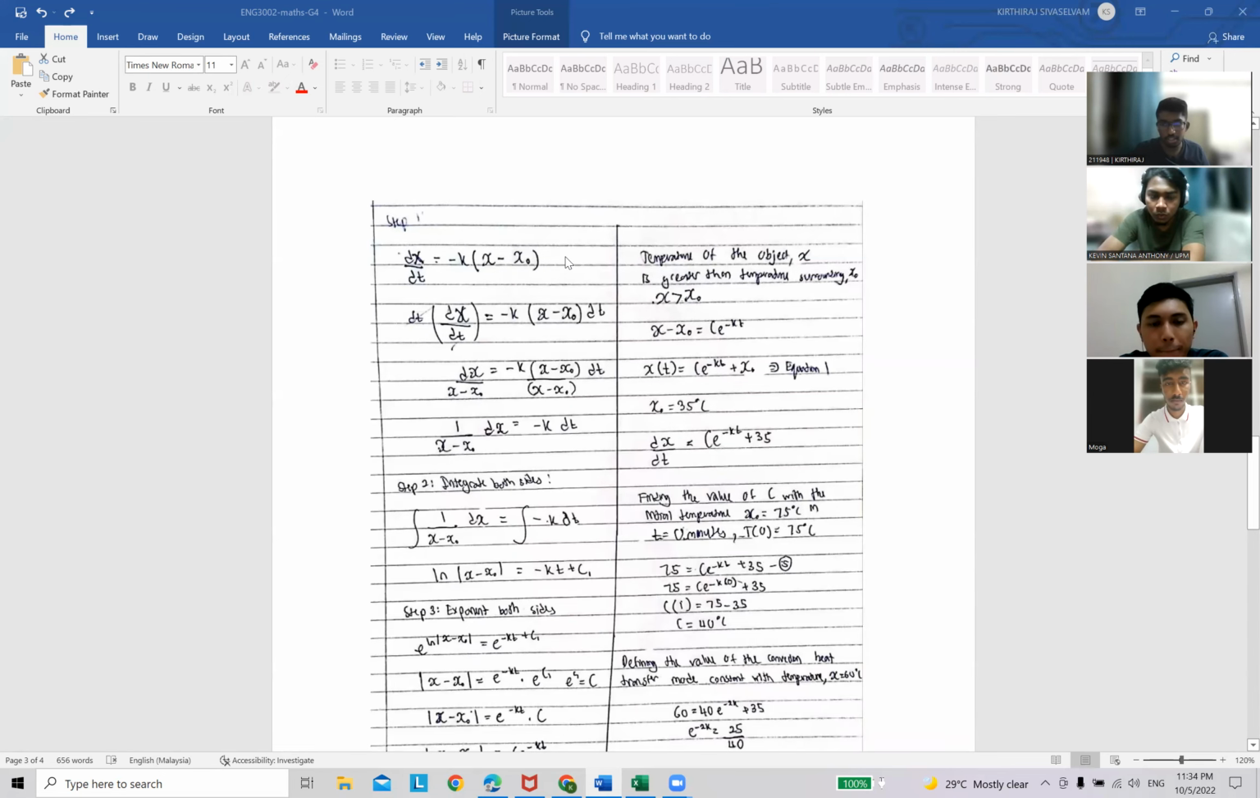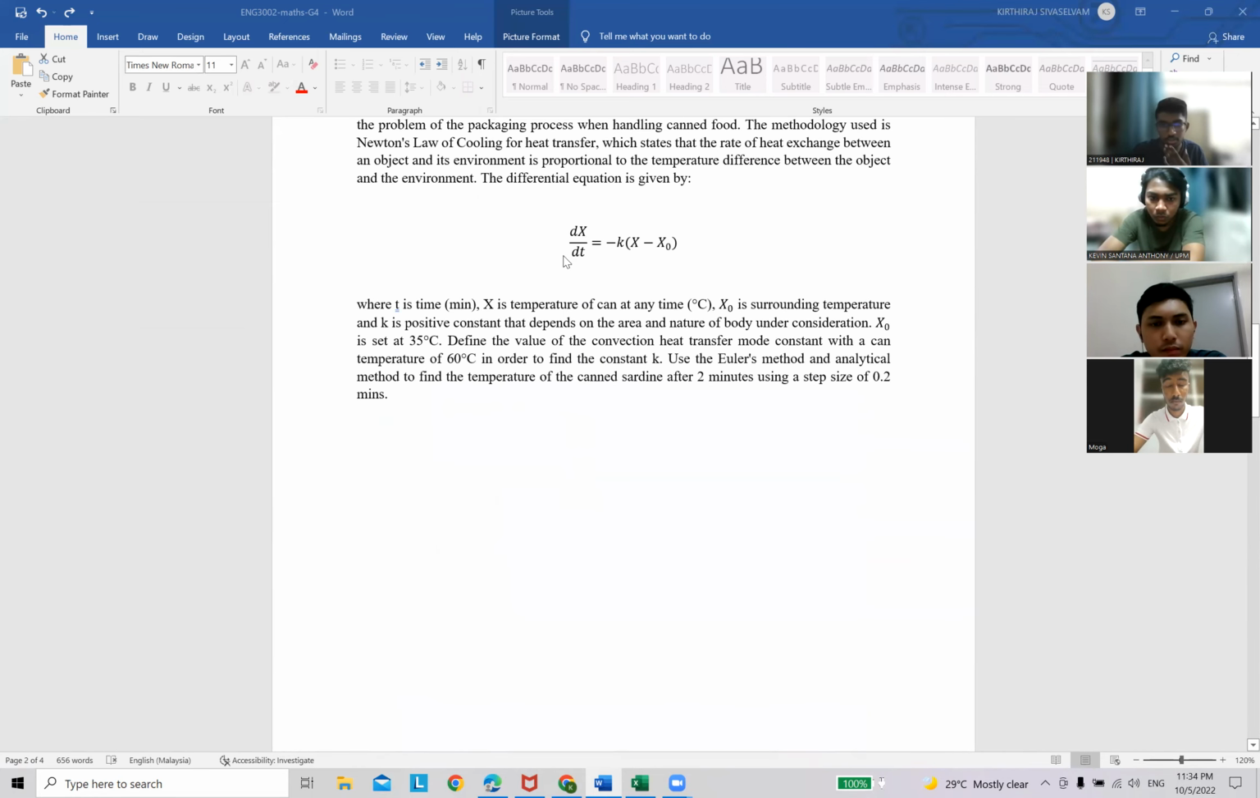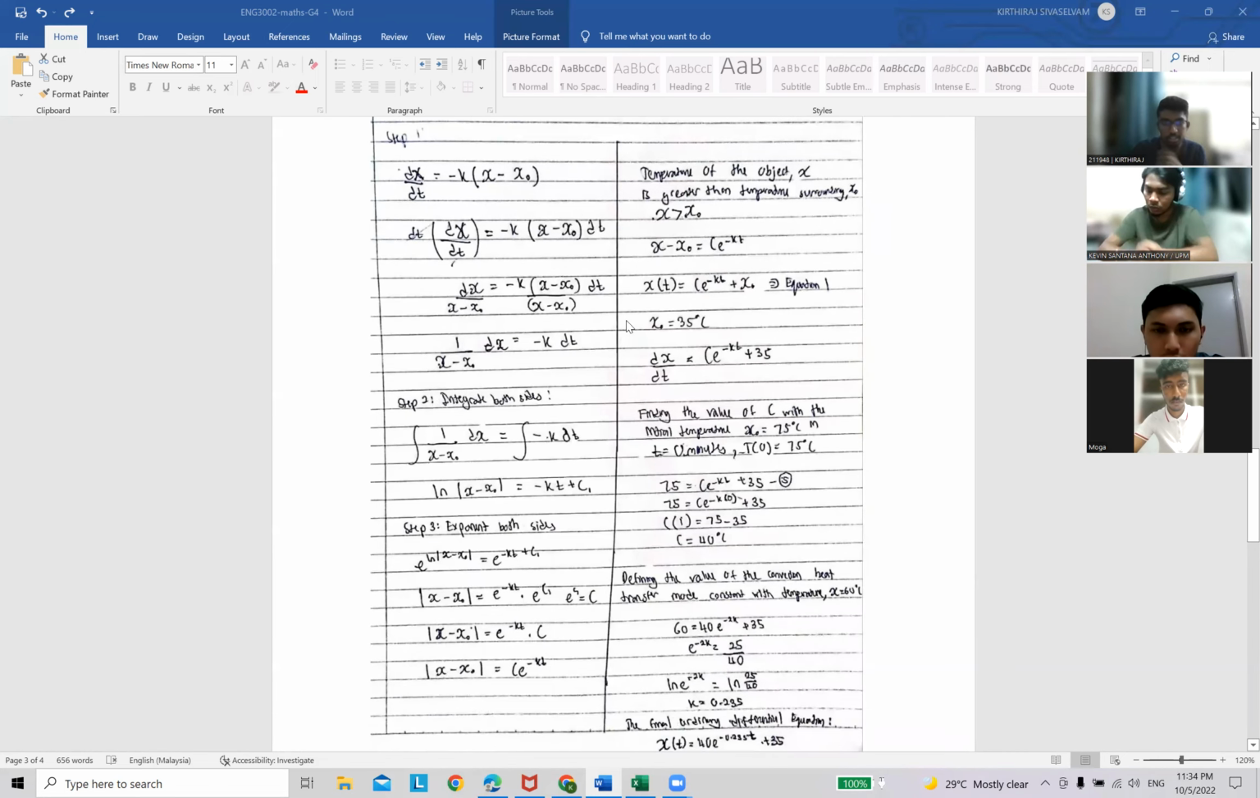This one I will explain. First of all, from the equation, we can understand that we have to find the constant K, and then later on we have to find the constant C as you see in the picture. First step is that we use the separable differential equation in the first order of differential equations. If you separate it, you get 1 over (x minus x naught) dx equals negative k dt, and then we integrate that.